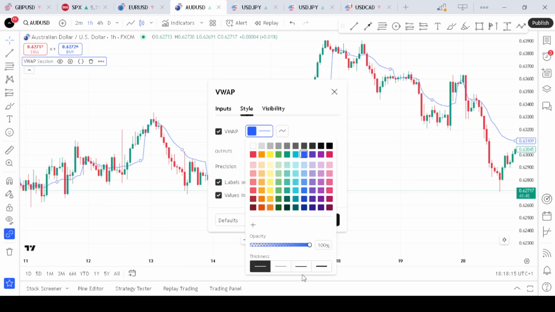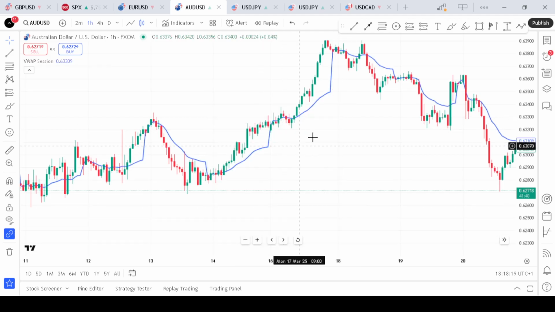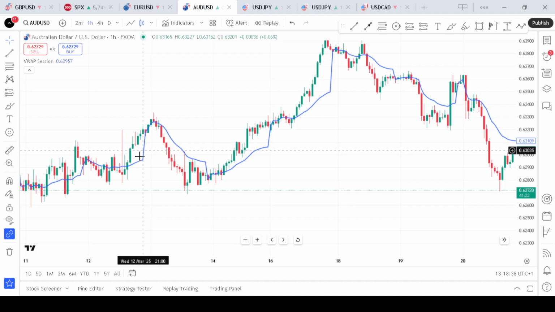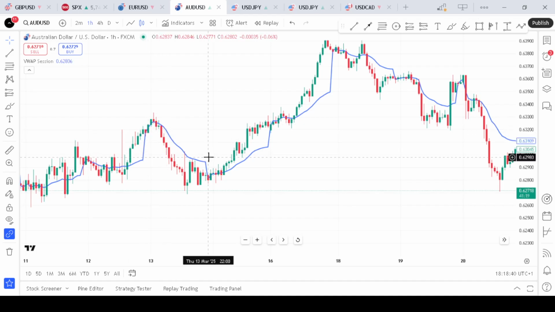I've added the indicator to my chart. Let me thicken the line to make it easier for us to spot. When we have added it to our trading chart, we have to know that most trading platforms offer this indicator. It allows you to overlay it on your price action. As you can see, the indicator follows price closely.